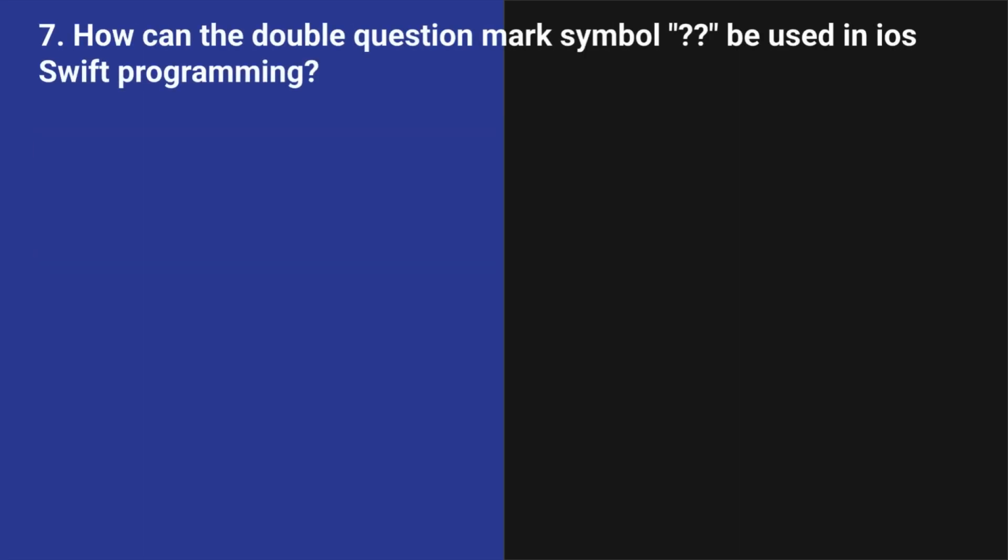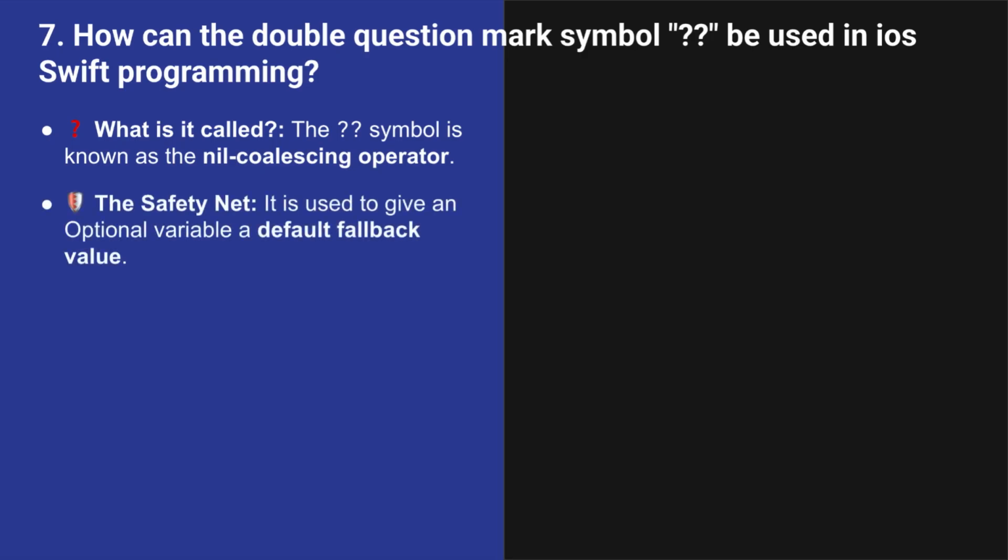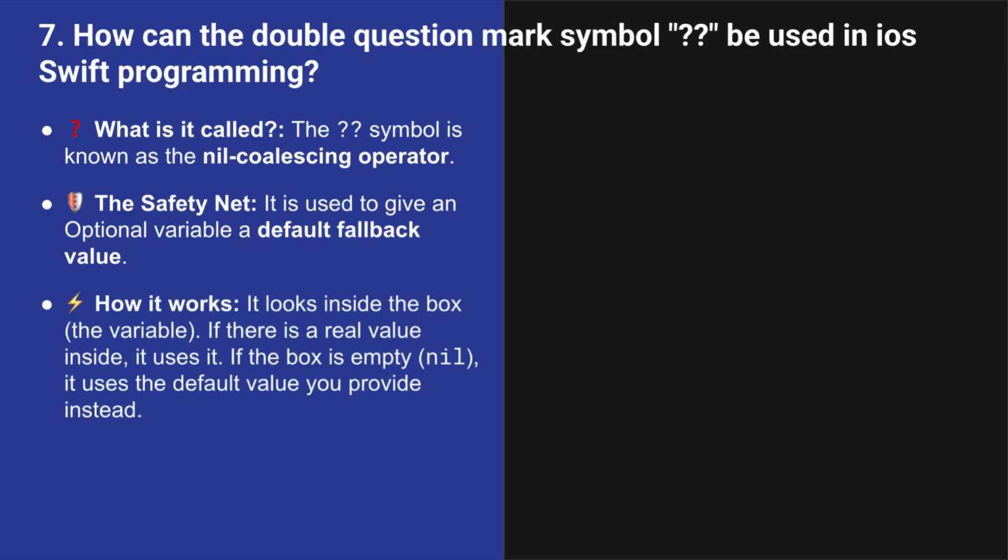Let's move on to question number 7. How can the double question mark symbol be used in iOS Swift programming? First, what is it actually called? The double question mark symbol is officially known in Swift as the Nil Coalescing Operator. You can think of this operator as a safety net. It is used to give an optional variable a safe, default fallback value just in case it turns out to be empty.